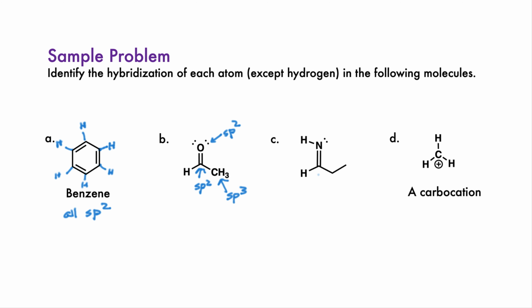The molecule in C has a doubly bonded carbon, which is sp2 hybridized. The nitrogen has 1 lone pair, 1 hydrogen, and 1 carbon bonded, so it's sp2 hybridized too. This CH2 carbon and this CH3 are each tetravalent, so they must both be sp3 hybridized. The carbocation is a rare exception to the rule that sp2 atoms are always in double bonds. The carbon has 3 hydrogens bonded and is also sp2.